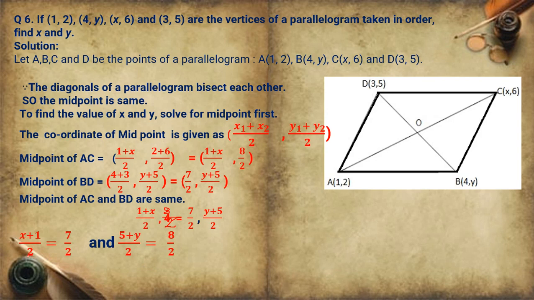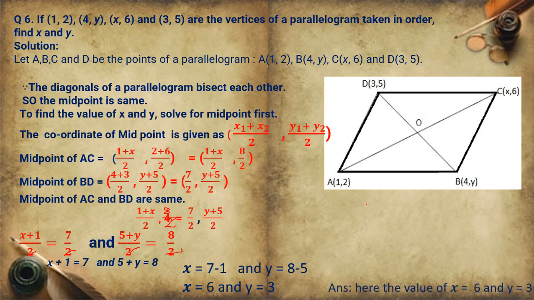The denominators for both the terms are the same, so we can cancel out the denominators. We get x plus 1 equals 7 and 5 plus y equals 8. Now by transposing 1 to the right hand side, we get x equals 7 minus 1, and by transposing 5 to the right hand side, we get y equals 8 minus 5. So we get x is 6 and y is 3.